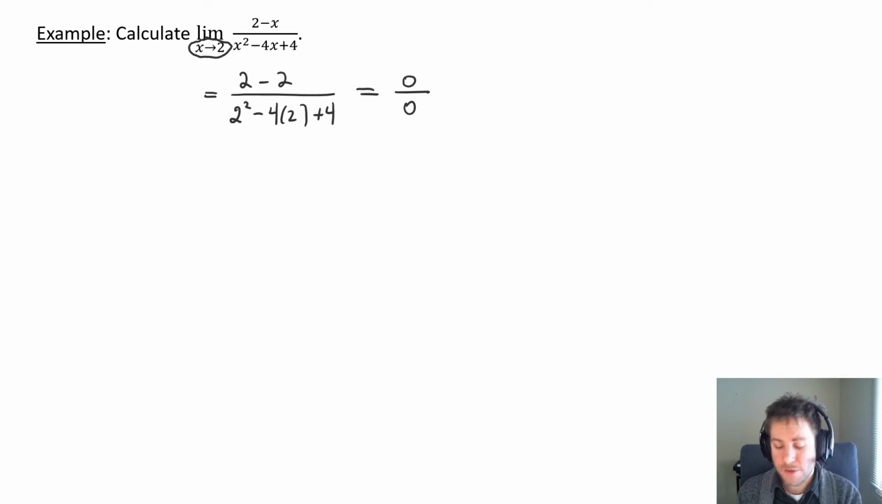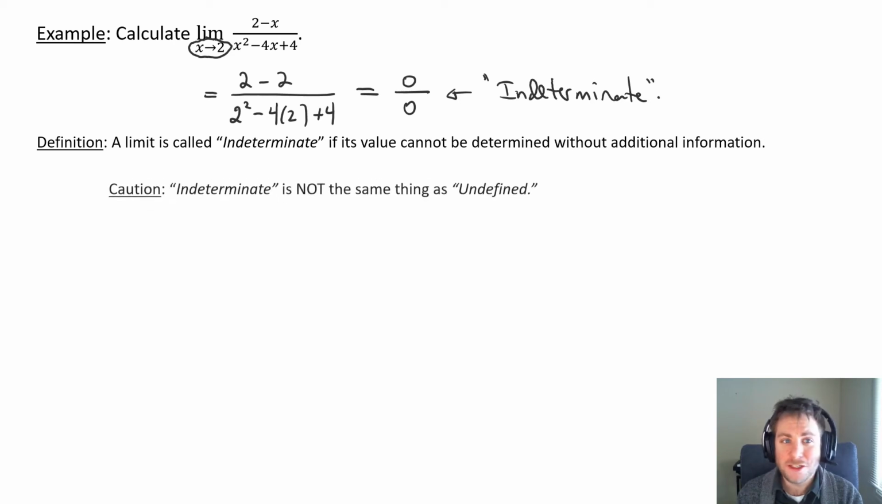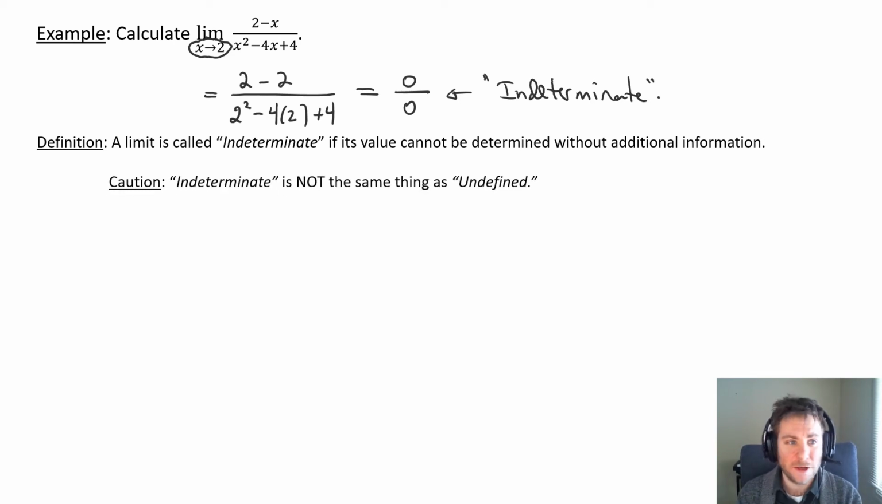The correct word to describe this result is indeterminate. And that's because 0 over 0 is kind of a meaningless result. It doesn't really tell us what specific value the limit has, if any. More generally, a limit is called indeterminate if its value cannot be determined without additional information. In other words, the limit might have a value, we just don't know yet. As a caution, indeterminate does not mean the same thing as undefined. I find students often incorrectly use these words interchangeably, so let's make sure we're aware of the difference between these.